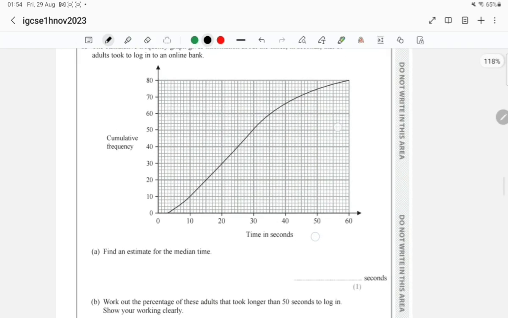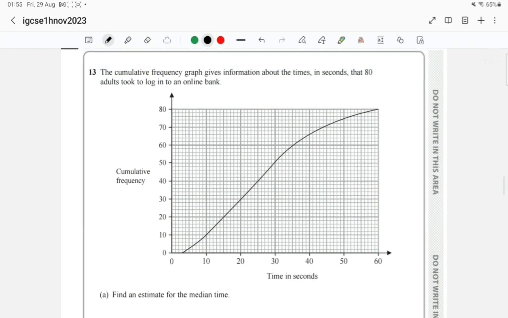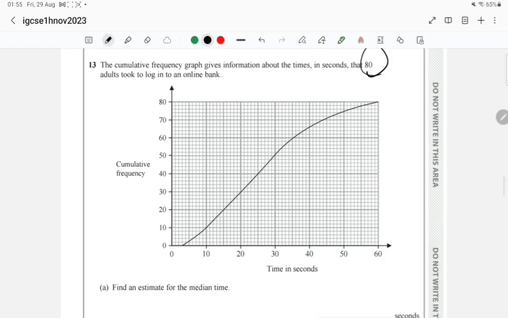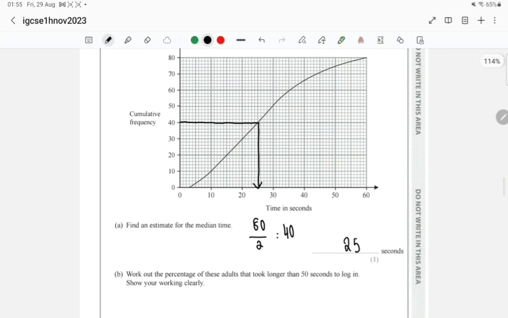Question 13. The cumulative frequency graph gives information about the times in seconds that 80 adults took to log in at an online bank. Find the estimate for the median time. Median time means the middle one, isn't it? So I will take 80, divide this by 2, which will be the 40th one. So 40 on the cumulative frequency axis. So here. And then we'll read the horizontal axis from there. So that would be 25. So 25 seconds.